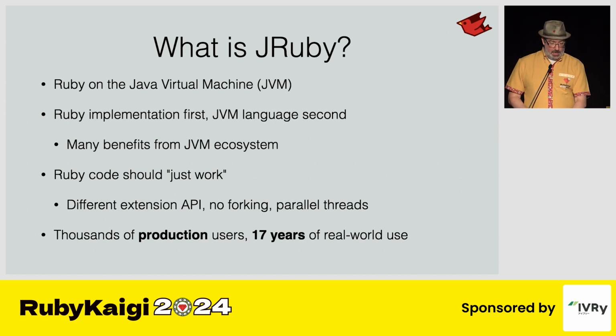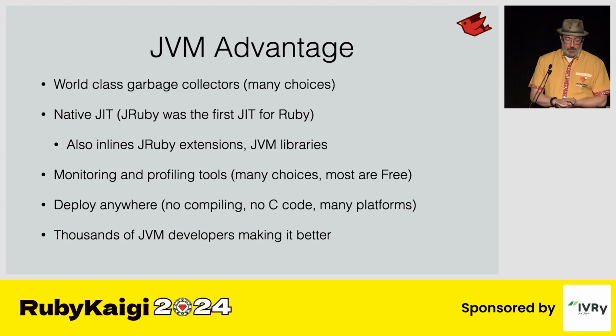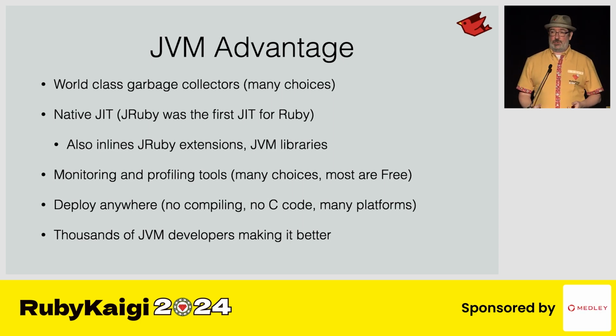I mentioned the advantages of being on the JVM. We get world-class garbage collector support for free. We get native JIT compilers for free. Being part of the JVM ecosystem means that Ruby can also inline with all of JRuby's native code, all of the extensions that we write. It all optimizes together. We get all of the monitoring and profiling tools that are available for the JVM to work on Ruby, and you can profile Ruby code just like you would any other JVM language.